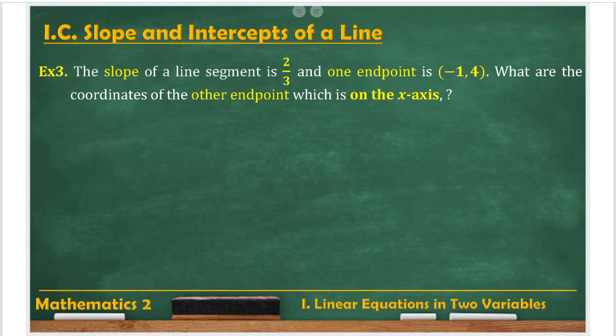Okay, so let's have our third example. The slope of a line or line segment is 2/3 and one endpoint is (-1, 4). What are the coordinates of the other endpoint, which is on the x-axis? So here, we are given a line segment with a slope of 2/3, and one endpoint is (-1, 4).